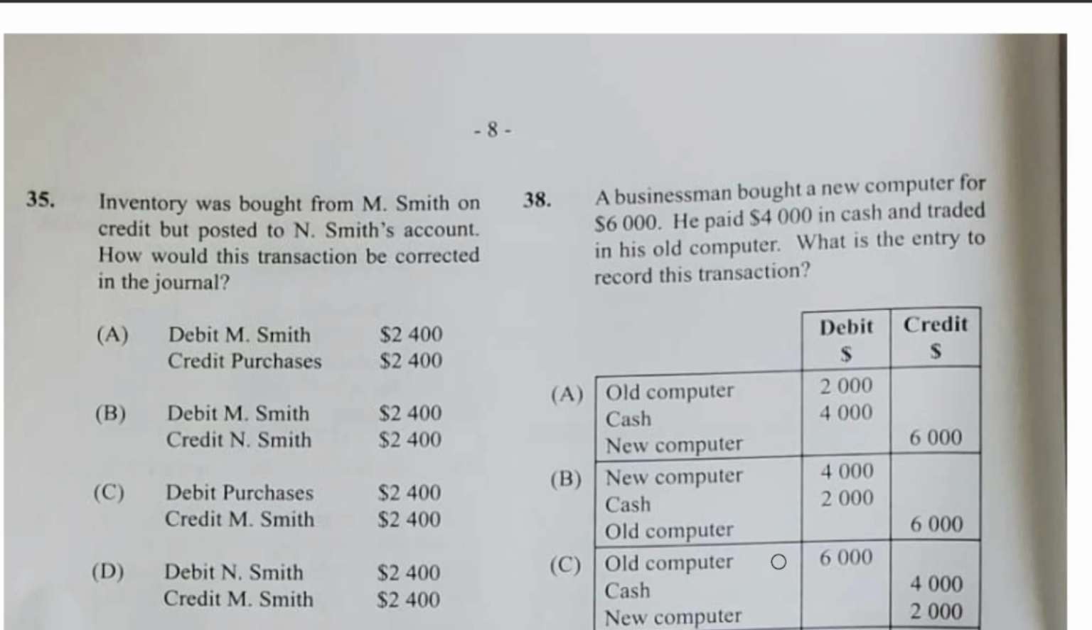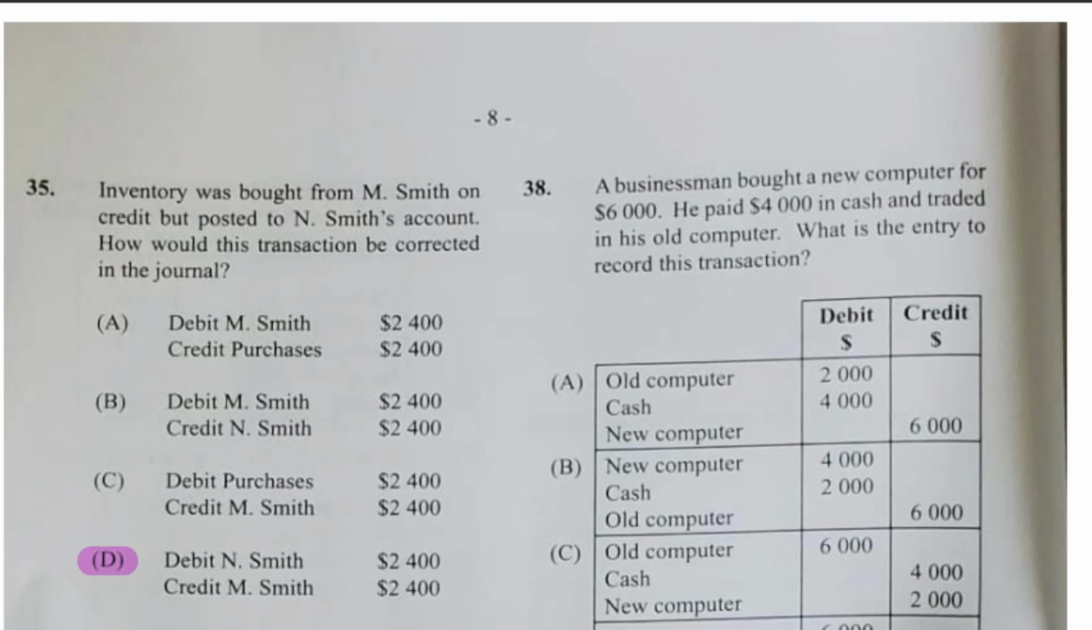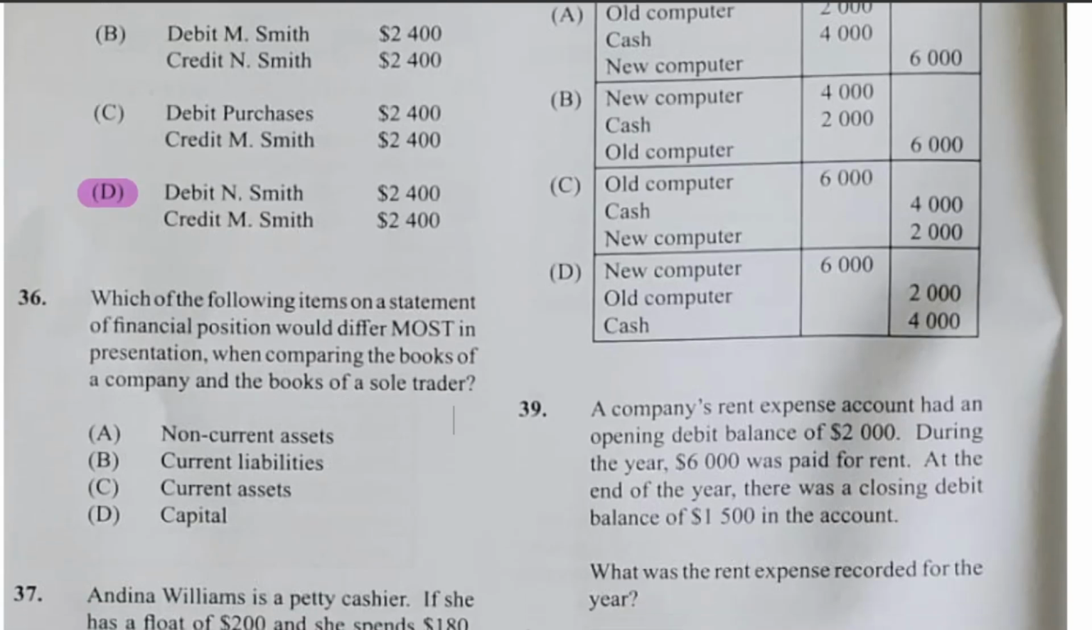We would have to remove it from M. Smith and put it into N. Smith. It was bought on credit, so we're supposed to get the credit value for N. Smith. So we're going to credit N. Smith and we're going to debit M. Smith. Okay, that's a bit difficult to pronounce.